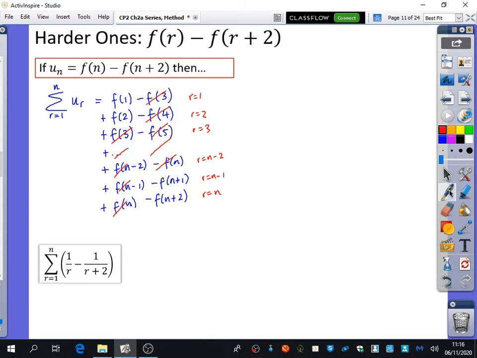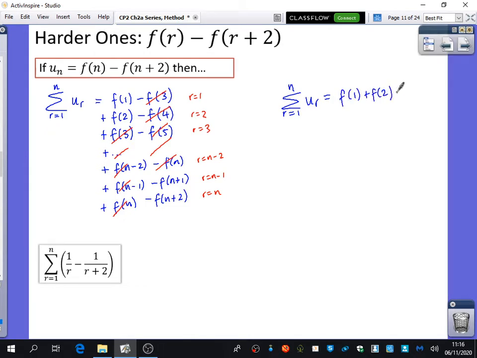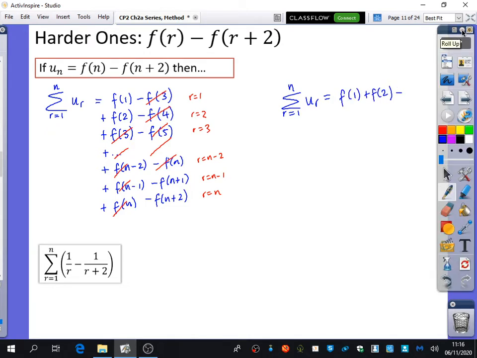So the summary in this particular case would be f of 1 plus f of 2 minus f of n plus 1 minus f of n plus 2.